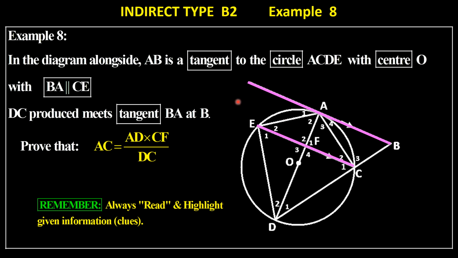It also mentioned that BA is parallel to CE. Apart from the other fact that we have a cyclic quad and we have angles, we have a lot of theorems with regard to circles that could possibly be applied. But the key ones here are the tangent and the parallel line. Now, in the next slide, we're going to look at the solution, but you can pause here, try it on your own, and then we can look at the solution. Let's go to the solution.